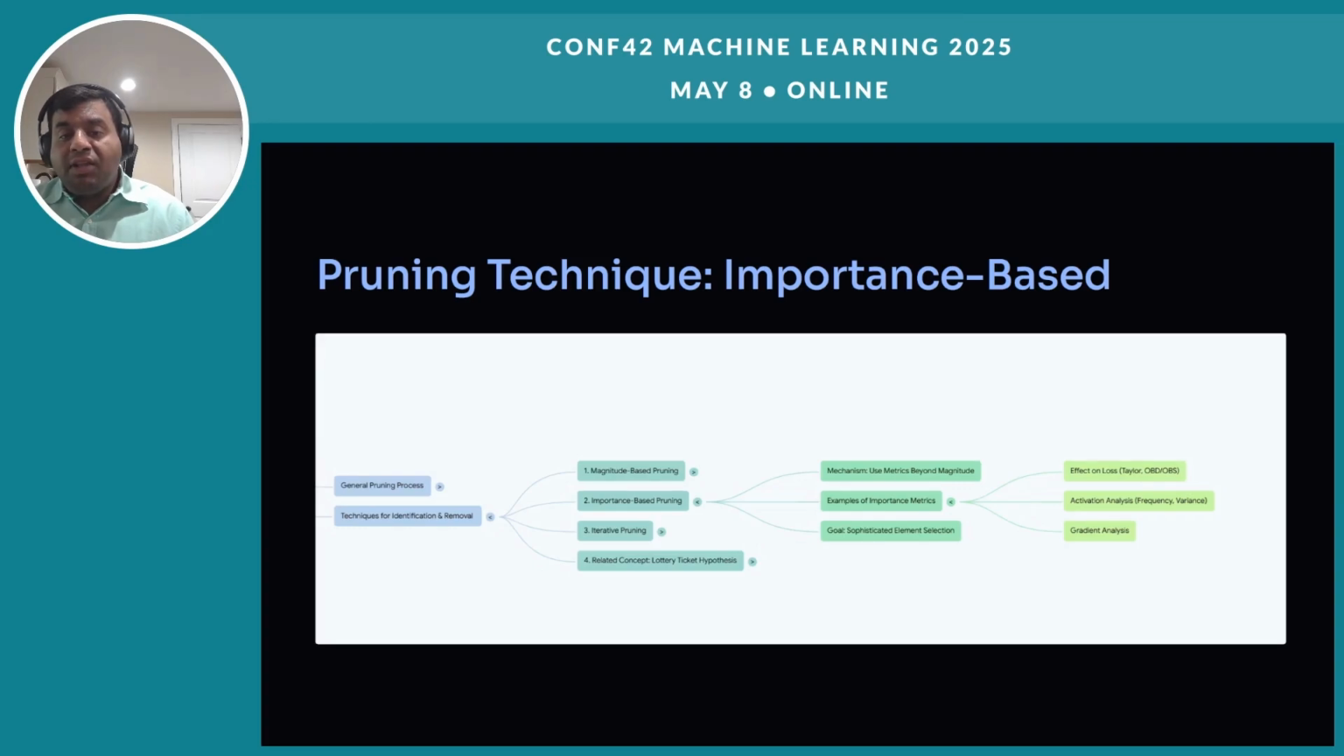Pruning technique: importance-based. Beyond just magnitude, importance-based pruning uses more sophisticated metrics to decide what to remove. What is the mechanism? Instead of just looking at the weight values, it might consider the effect on the loss function if the weight were removed, using techniques like Taylor expansion or optimal brain damage or other algorithms. They analyze neuron activation or analyze gradient information during training. The goal is to make a more informed, sophisticated selection of which elements are truly unimportant for the network function, potentially preserving accuracy better than simple magnitude pruning.